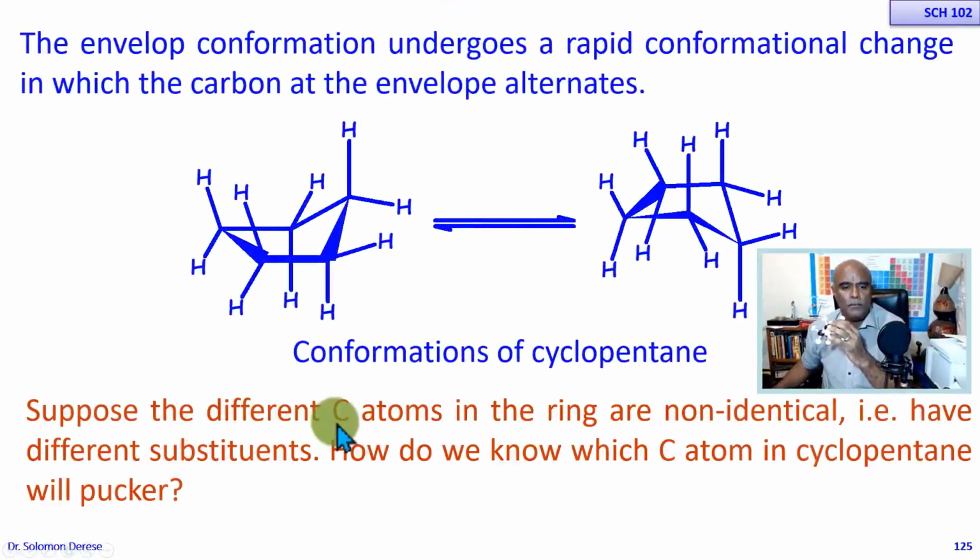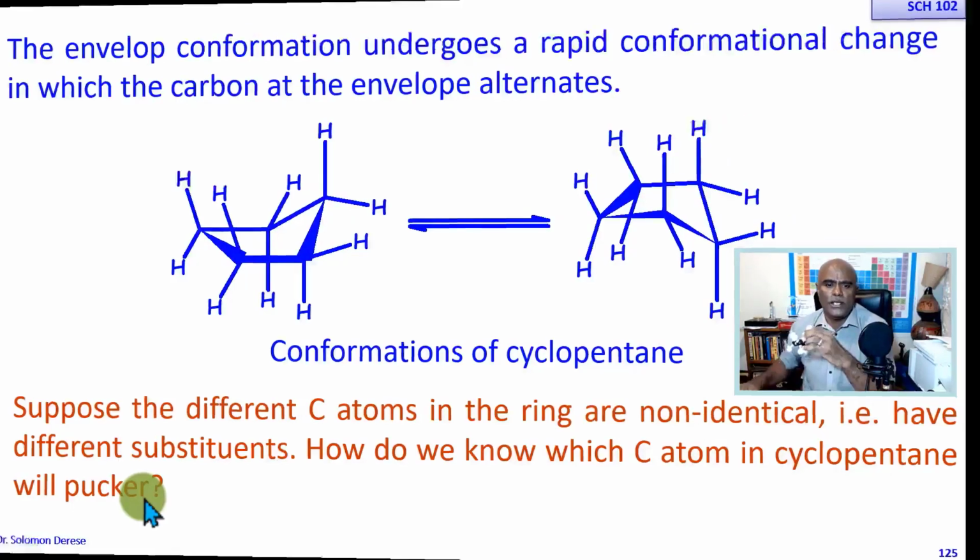So, suppose the different carbon atoms in the ring are non-identical, that is, have different substituents. How do we know which carbon atom in cyclopentane will pucker? Which of the carbons in the cyclopentane will go out of plane? Okay, I want you to think about this, and then as we go along, we'll see, especially in the case of cyclohexane, this is very, very important.